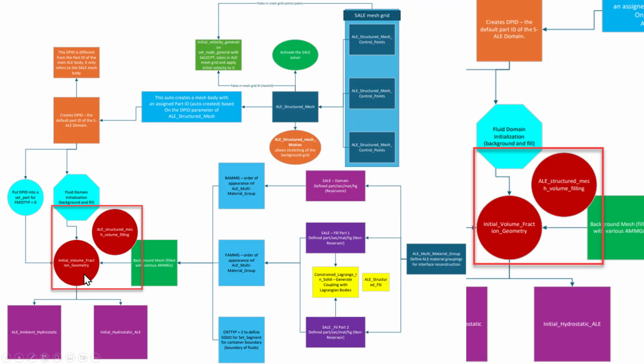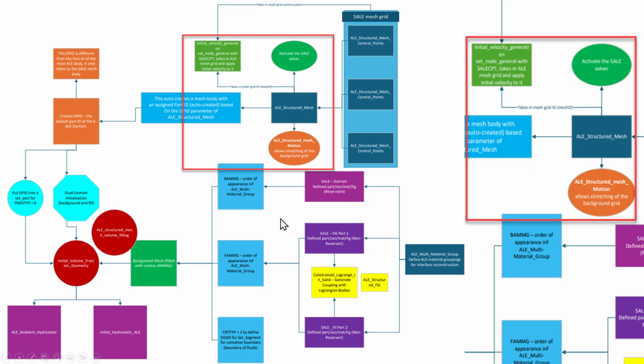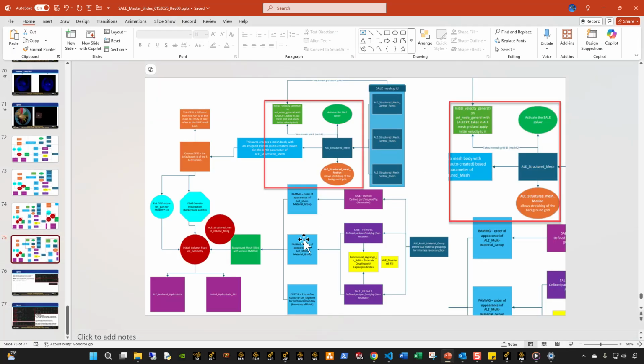This is just where you generate the initial volume fraction, which didn't change this time. And then what we're doing here is adding an ALE structured mesh motion to the model, and we're adding a set node general to the model to move that initial background grid. Okay, that's really the difference. Everything else stays the same. We're still doing the same multi-material group, the same ALE structured mesh, and we're still filling the initial volume here. But what we're doing differently is with these, and I'll explain these key cards in a bit, right?